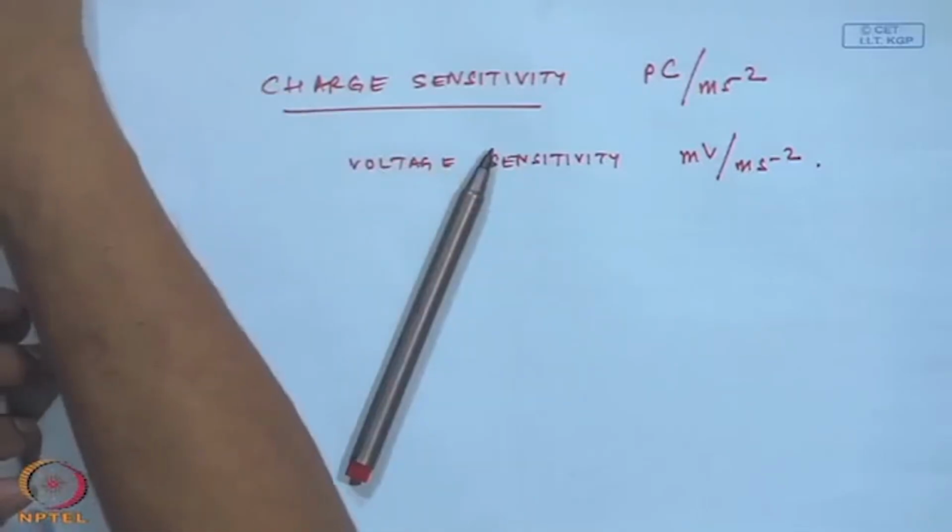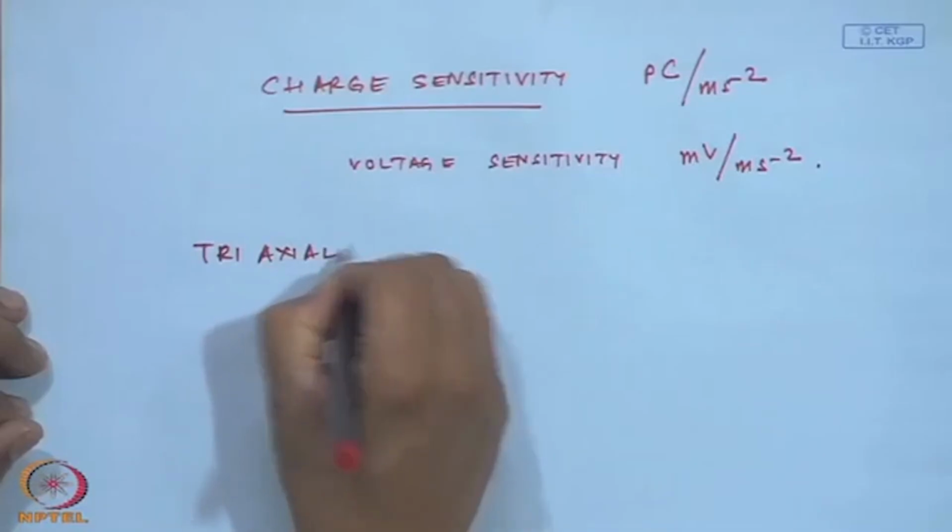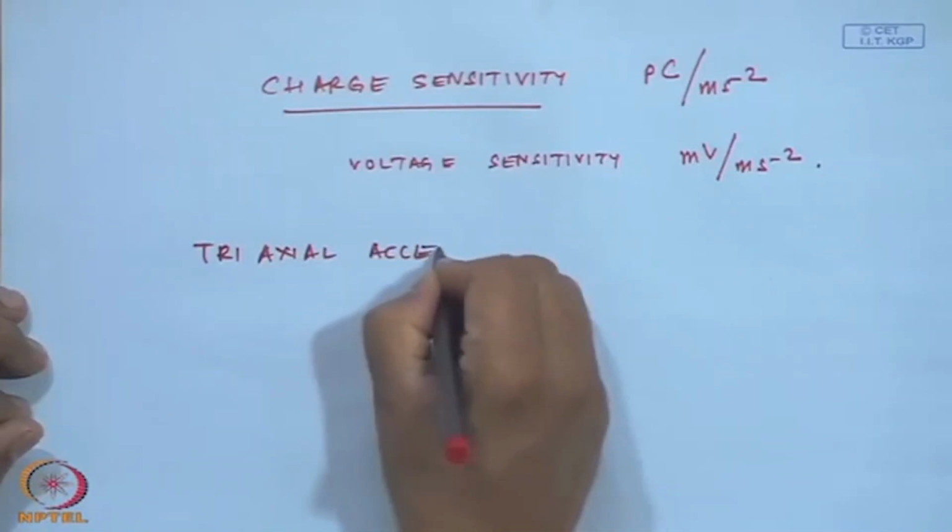This is how typical piezoelectric accelerometers look. This is the size of a 50 paisa coin, and this is where you connect the cable to measure the charge which has been generated. Similarly, this is the top connector, this is a side connector, and this is what is known as a triaxial accelerometer.